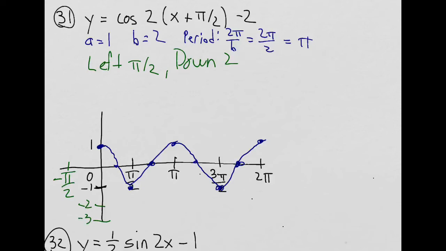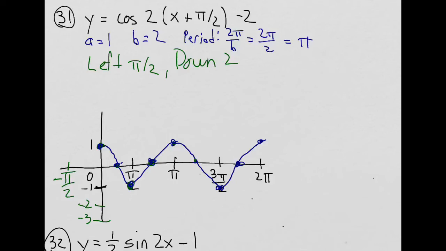And basically what I need to do is take each of my points that I did before and shift them to the left pi over 2, to the left pi over 2 and down 2. Let's just start off in blue, and just do it point by point. And once you get it started, it's easy to continue. This graph just keeps on repeating itself.